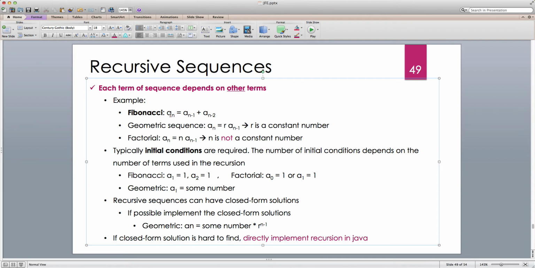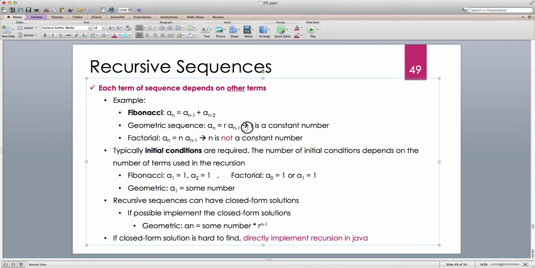Now obviously, in order to find these, we can go back recursively. So we have an equals an minus 1 plus an minus 2, and then we can write an minus 1 equals an minus 2 plus an minus 3. So we backtrack all these to some initial condition or initial point. All these recursive sequences need some initial conditions, and it depends on how many terms appear in the definition of the sequence. For Fibonacci, I have two terms that are defining the next term. So I need two initial conditions, and they are typically a1 equals 1 and a2 equals 1.